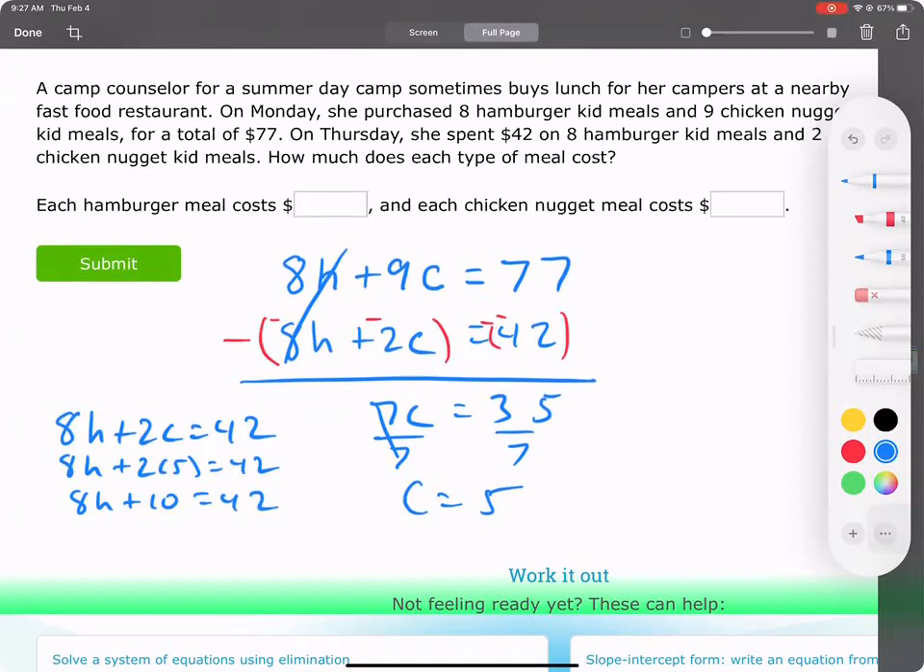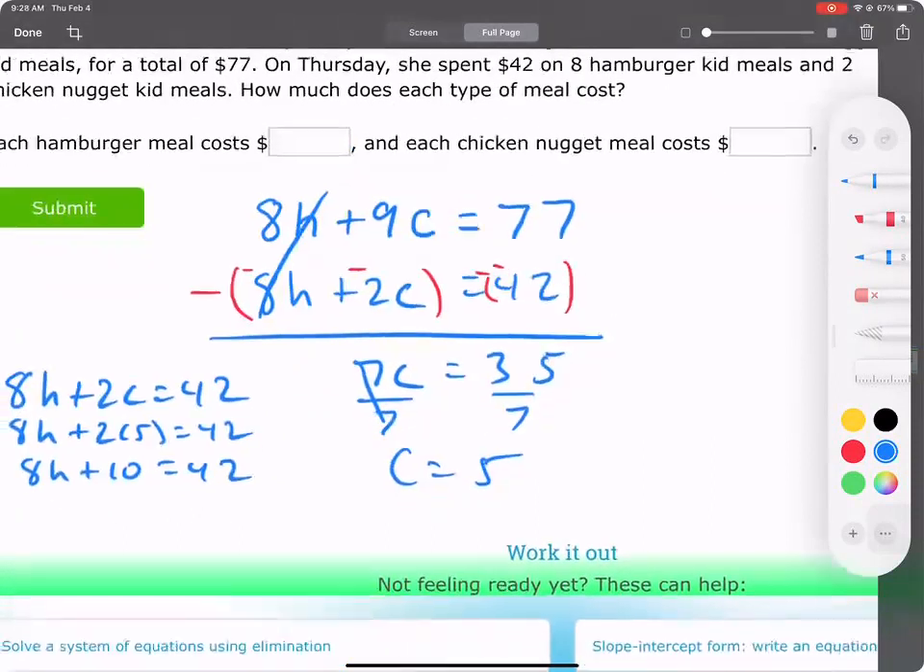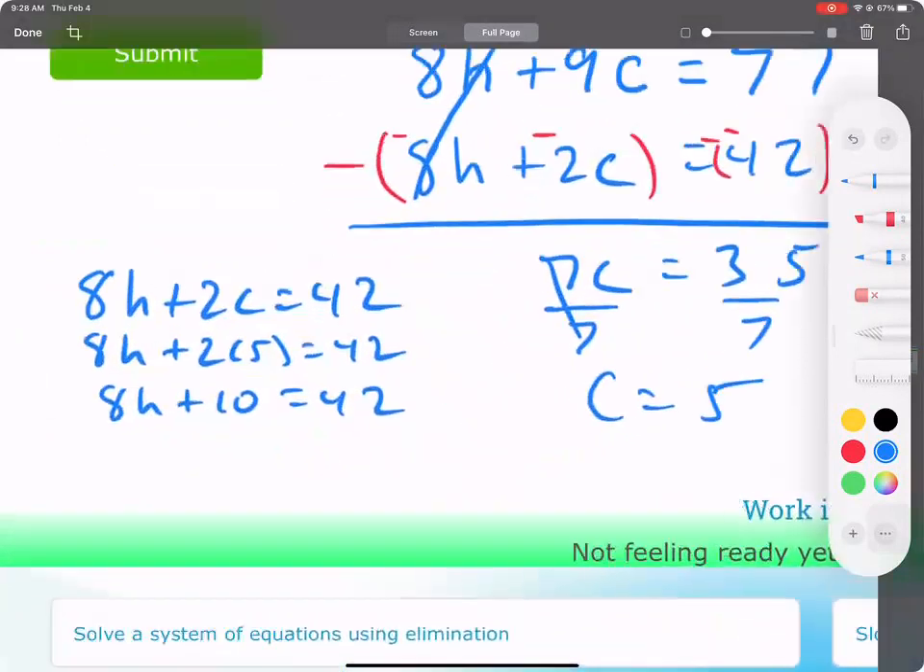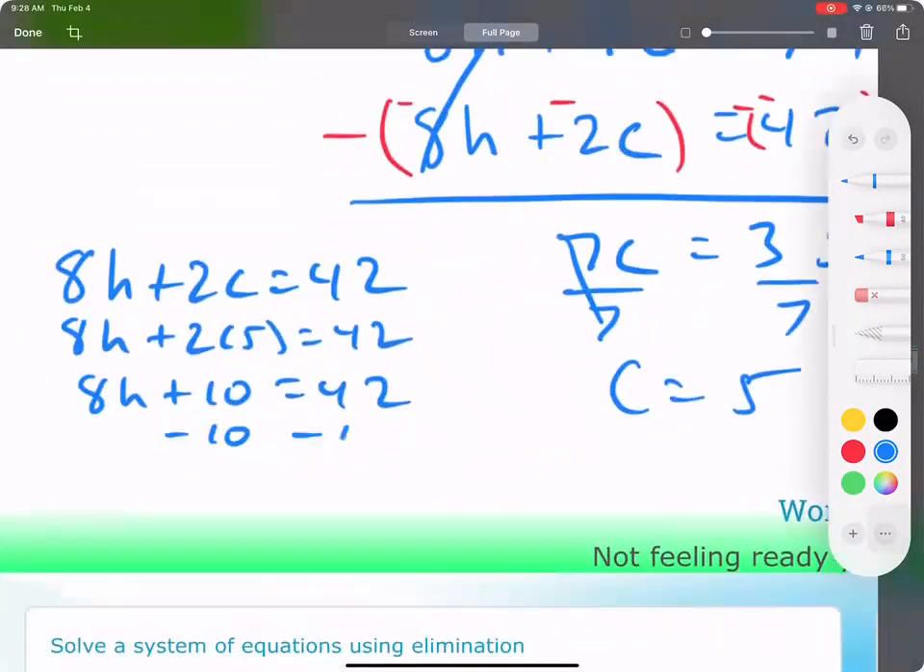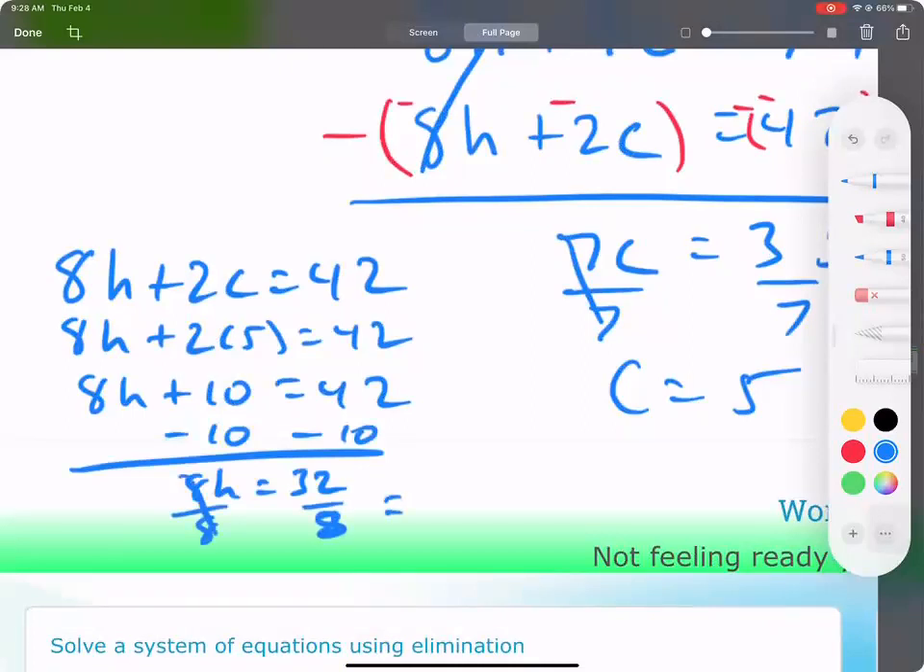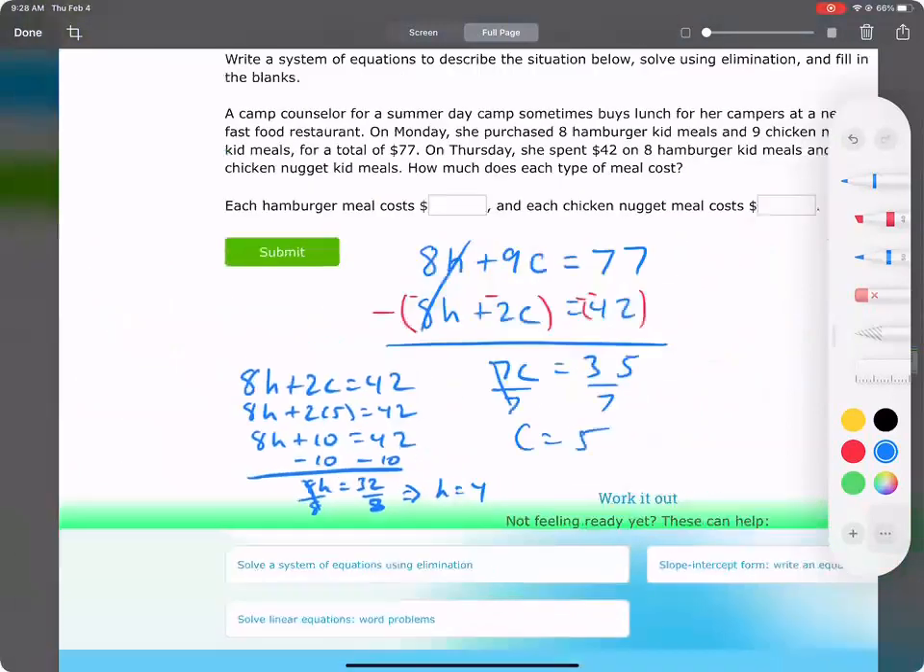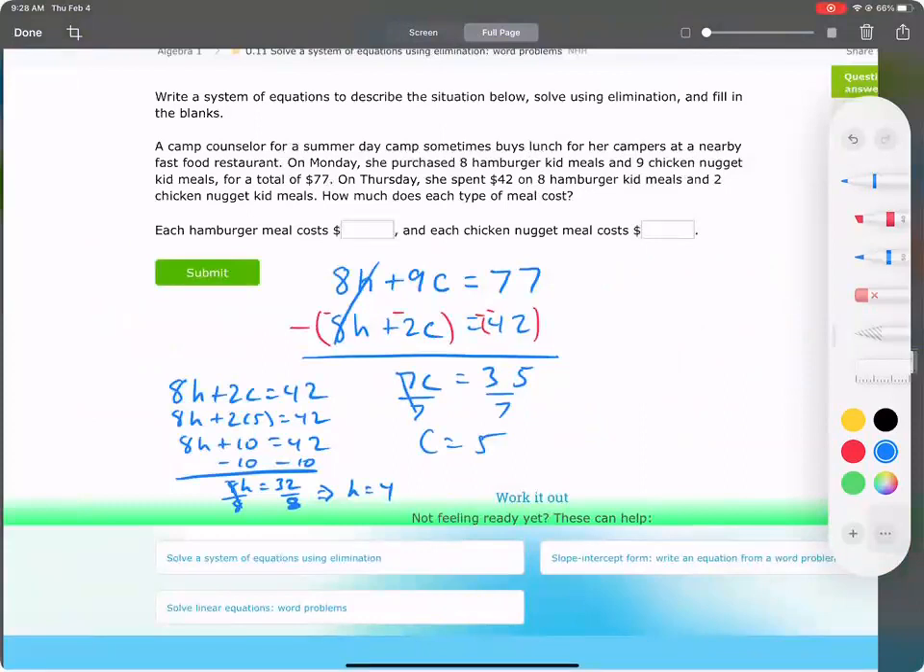All right, now this is back to first day algebra problems. Do I get rid of the 8 or the 10? Which variable is farther? We're going to get rid of the 10, so minus 10 to both sides. 8h equals 32. 42 minus 10 is 32. Hey, great, I can divide 32 by 8. We know this answer is 4. H is equal to 4. So we know the chicken meals and hamburger meals cost $5 and $4 respectively.